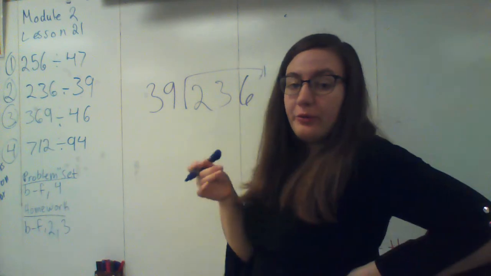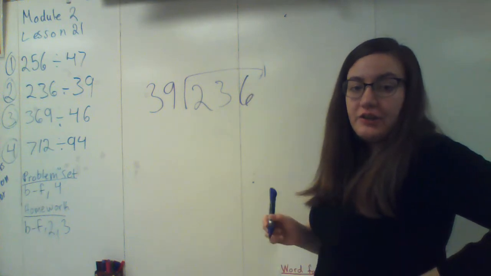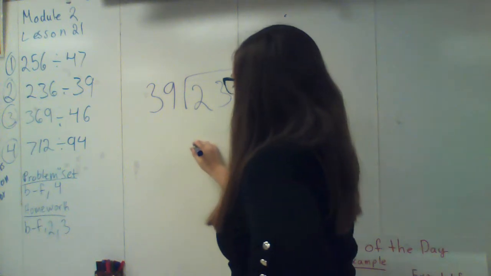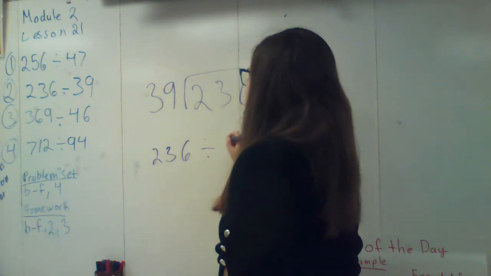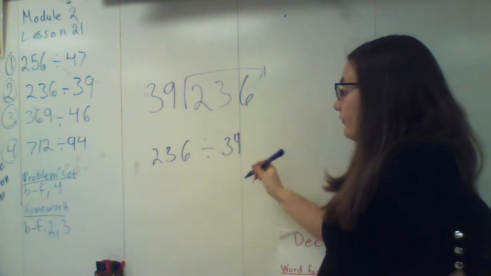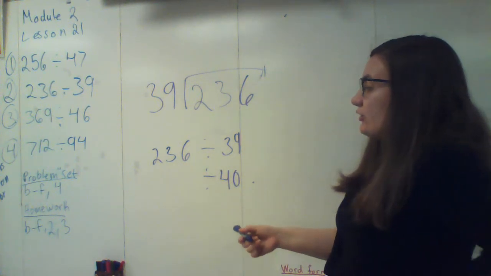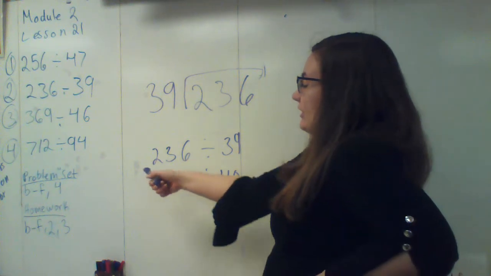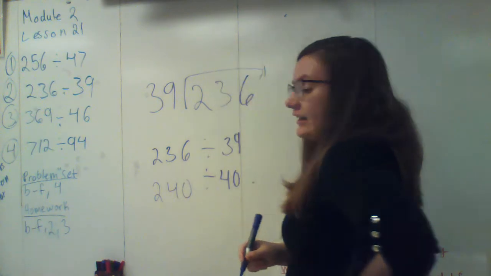So for this one, I'm going to help you with the estimate step. And then after that, you're going to pause the video and try to do the division on your own. So we're going to do 236 divided by 39. I'm going to look at this 39. I'm going to round that up to 40. And then I know that I could do like 24 divided by 4. So I'm going to round this up to 240. Sorry, 240 divided by 40.